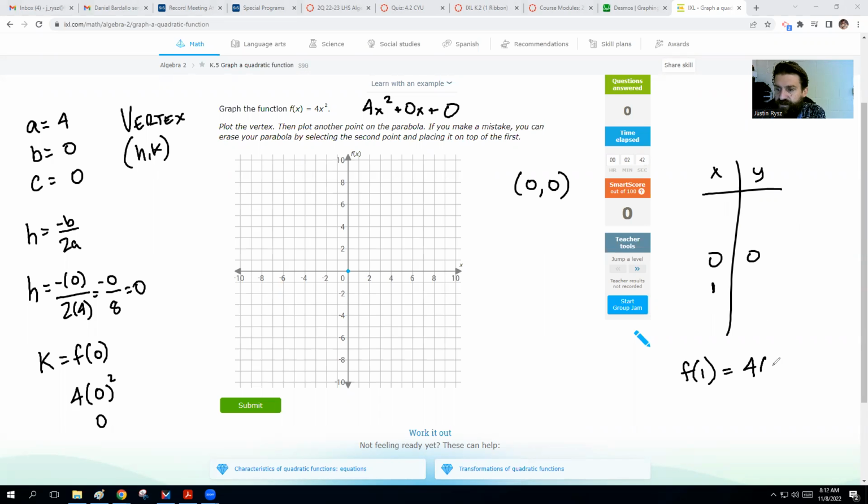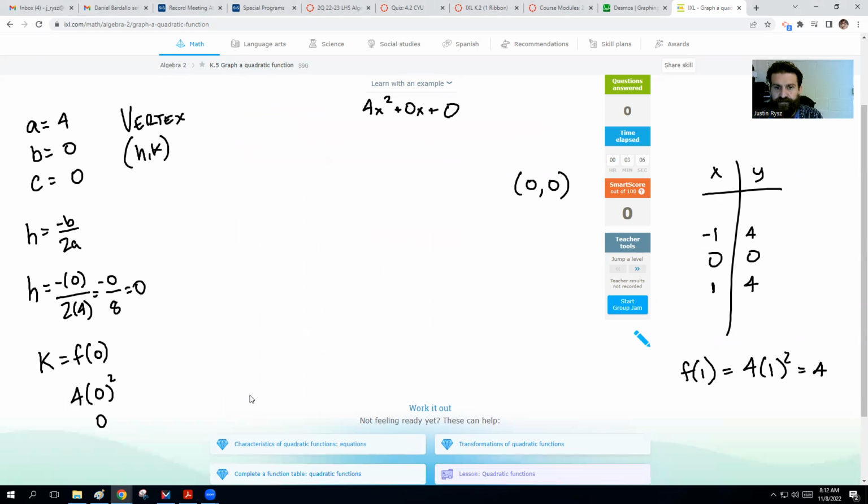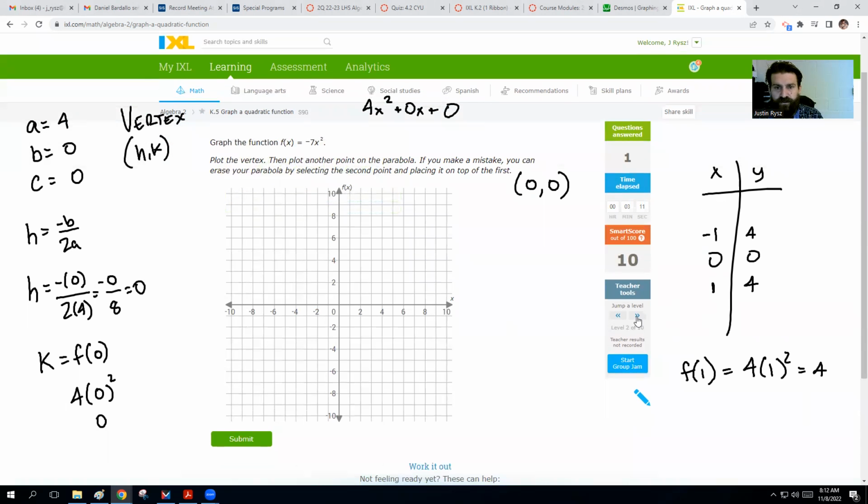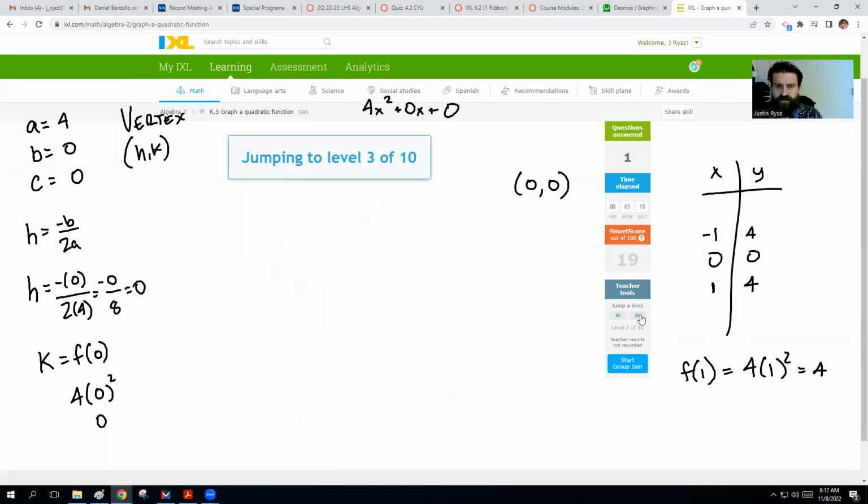So what is 4 times 1 squared? 1 squared is 1, 4 times 1 is 4. So that means at 1, it's at 4, but also at negative 1 it's going to be 4. But I just like to use the one we definitely know. So I'm going to plot at 1, go up to 4, click the dot. There's a nice parabola. We can go ahead and submit that. We got that right.